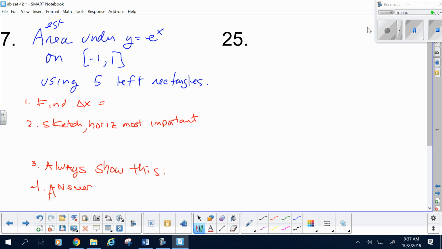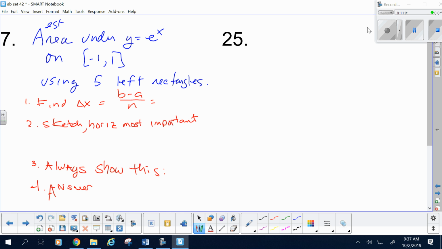So this is my thought process. You first need to find delta x. In your own words, how do you find delta x? How do you find the bases of each? So I do B minus A over rectangles? Rectangle. Okay, yes.